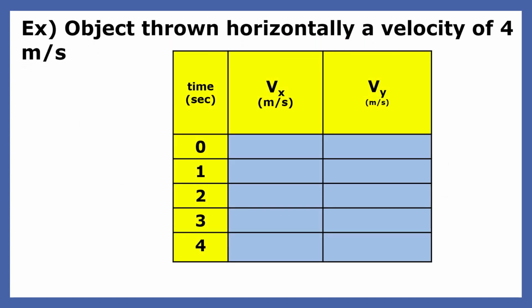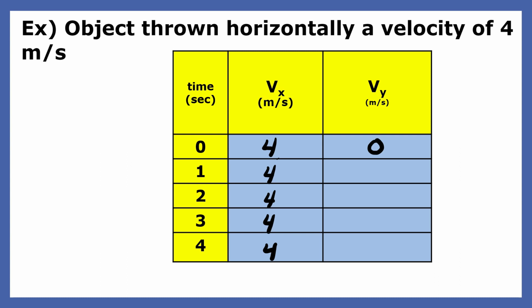Let's look at a specific example. A ball is thrown horizontally with a velocity of 4 meters per second. Let's look at the vertical and horizontal velocities of the ball after it leaves the thrower's hand. Since the vertical force of gravity only changes the vertical velocity of the sphere, we know that the horizontal velocity of the sphere will not change. Since it was thrown with a velocity of 4 meters per second, it will maintain a horizontal velocity of 4 meters per second the entire time it's in the air.